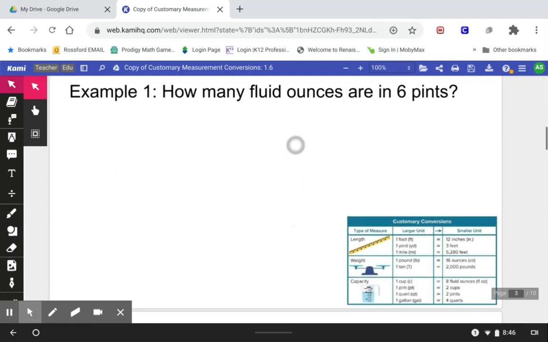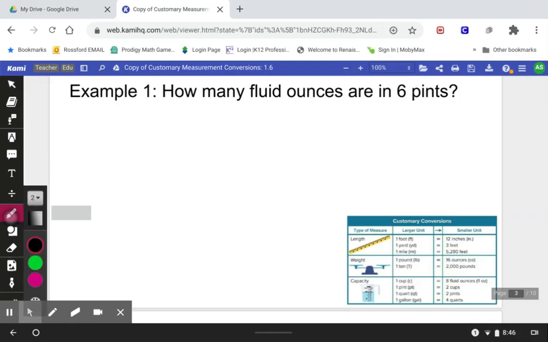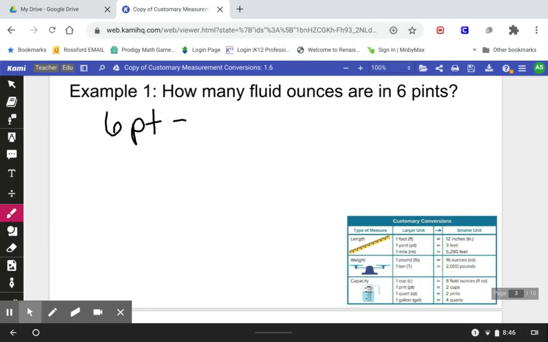It says, how many fluid ounces are in 6 pints? I'm going to show you 2 different approaches on how to tackle this problem. So I'm going to write down what I know. I have 6 pints, and I want to know how many fluid ounces that is equivalent to.